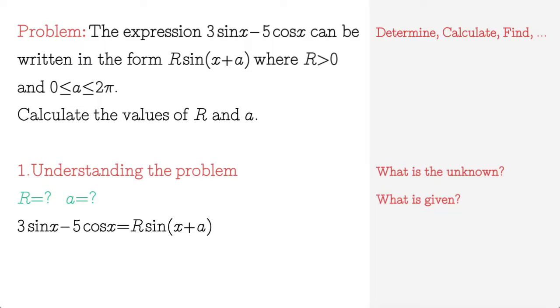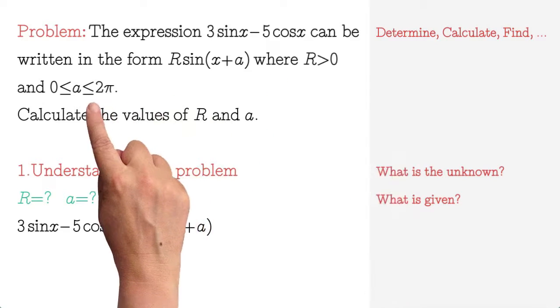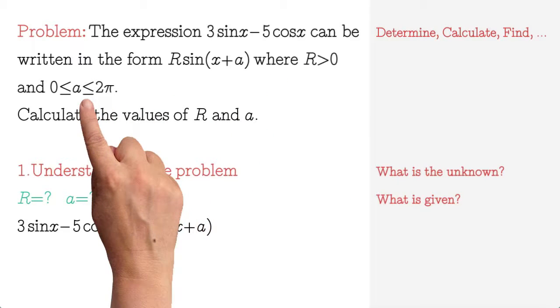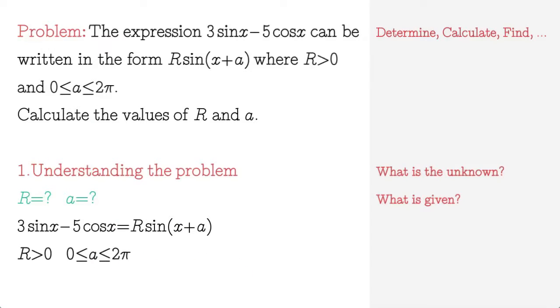Is anything more given? The problem formulation says that r must be positive and a must be between 0 and 2 pi. Let's write that down. Why is that required?